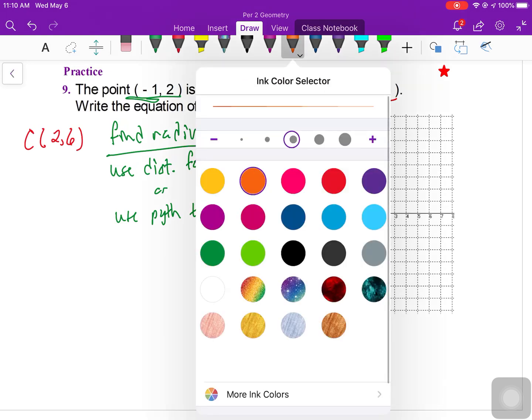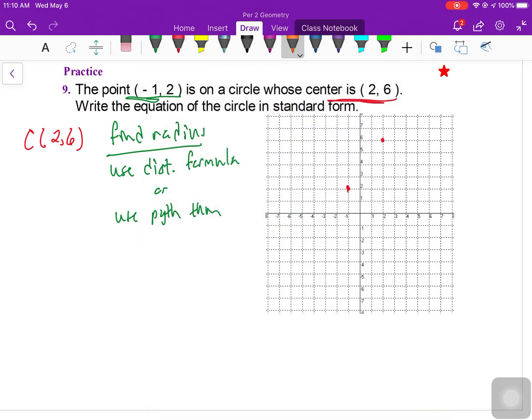Now, I remember that in class, most of you preferred the Pythagorean theorem. So we're going to go ahead and try this one by the Pythagorean theorem. When I go from the center here, I go down 1, 2, 3, 4. So I went down 4, and I went over 3. So to find my radius, r squared will equal 3 squared plus 4 squared. Now we've seen this a bunch of times. We know that this gives us a radius of 5.